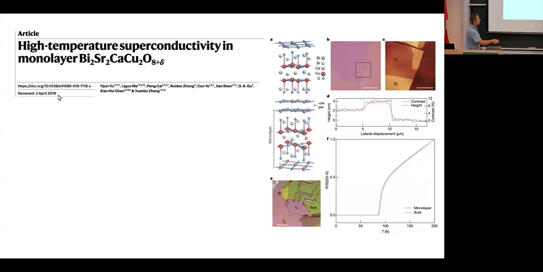And what they showed in particular is that a single monolayer has the same critical temperature as a bulk crystal to within 1%. Okay, and this was not really known before. People conjectured that high TC is a property of a single monolayer of this material, but this was not known until basically a few years ago, and that's why this was an important discovery.